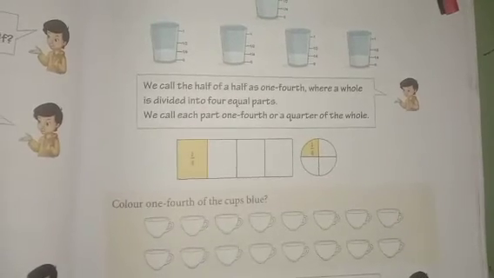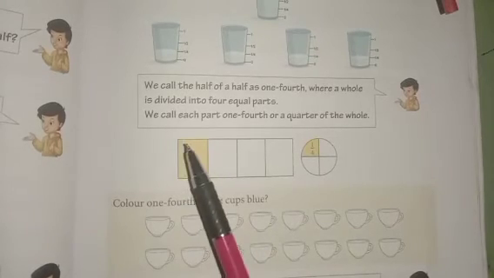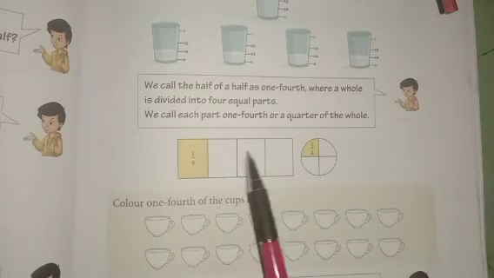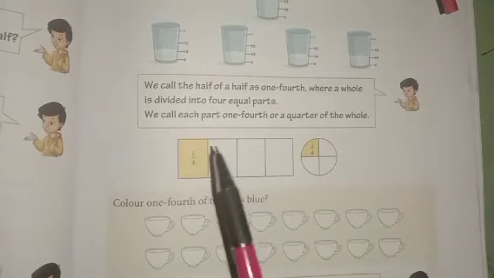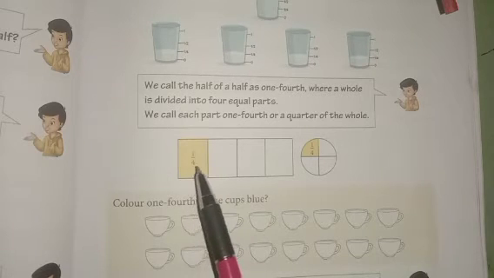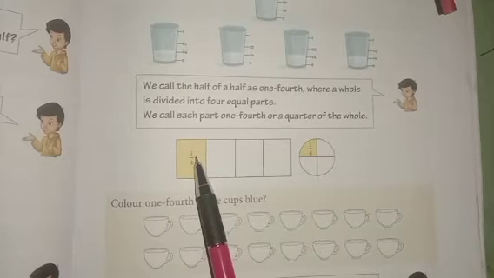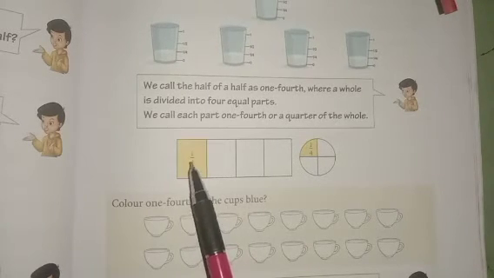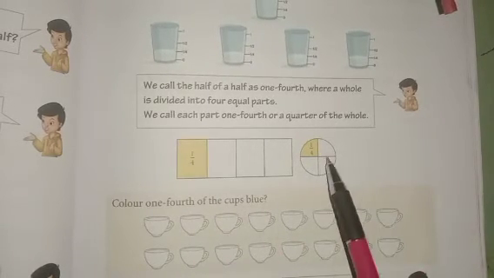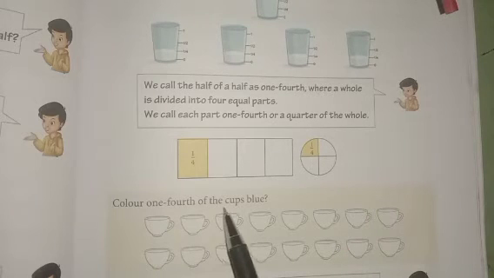So look at the picture here. This is a rectangle. The rectangle is divided into 4 parts. Then the first portion is shaded. So here, in total how many portions are there? 4 portions are there and 1 by 4, the first part, is shaded. So it is 1 by 4 part. This also 1 by 4. So color 1/4 of the cups blue.